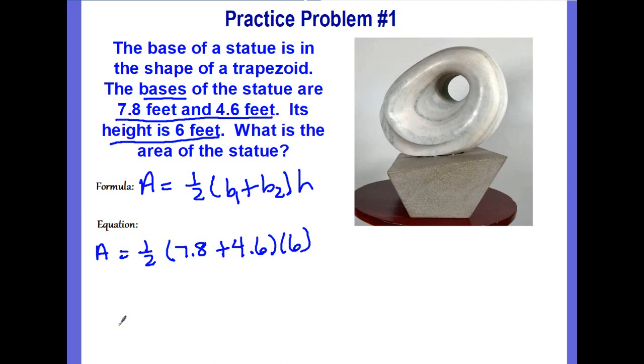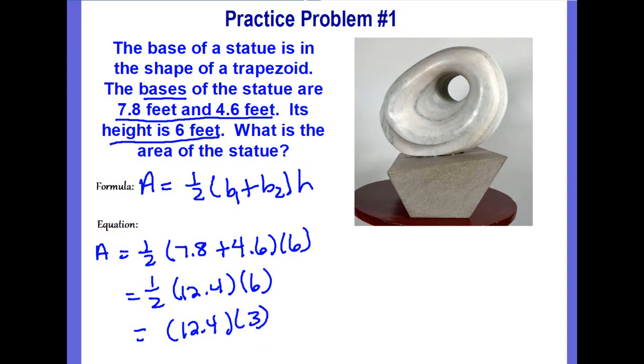And now to solve it, we just do our math. First, you're going to do what's inside the parentheses. 7.8 plus 4.6 is going to be 12.4 times 6. And now remember, multiplication is commutative, so you can change the order and multiply whichever way you want to. I'm actually going to take half of 6 first, because that's real easy. Half of 6 is 3. So that's going to leave me 12.4 times 3, which I think is a lot easier math to do.